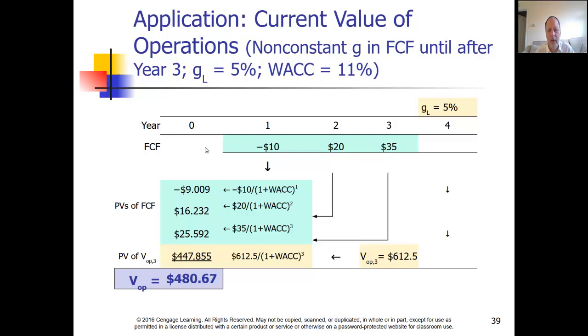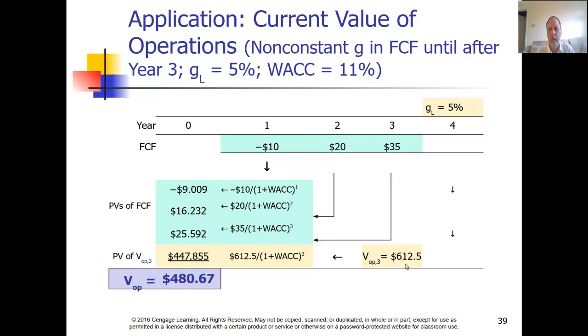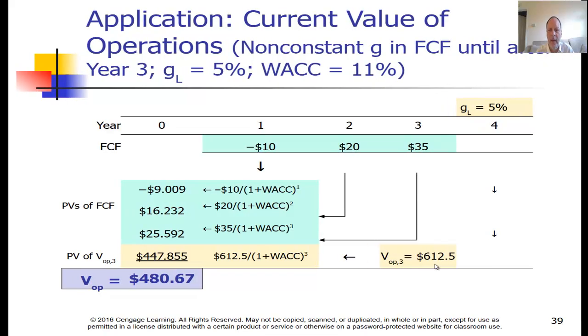If we write this out mathematically, we see that we have a cash flow in year 1 of negative 10, in year 2 of 20, in year 3 of 35, and if we were to sell our company right after receiving that cash flow of 35, the value of operations in year 3 would be $612.5 million.